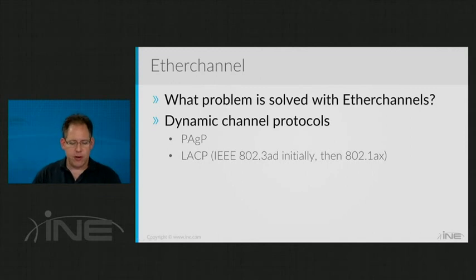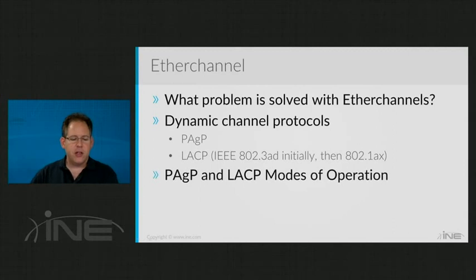Now, what are some other differences here? Well, you should know that PAgP and LACP have different modes of operation. So when we were talking about the Dynamic Trunking Protocol, DTP, we said you could do switchport mode dynamic desirable, dynamic auto, switchport mode trunk. Those were considered trunking modes. Well, there are EtherChannel modes as well. And the keywords you select would be different based on if it's LACP versus PAgP. Let's talk a little bit about that.